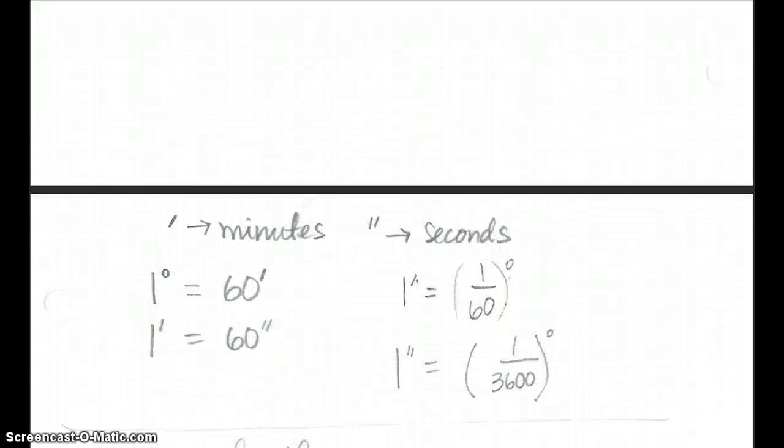We have degrees, minutes, and seconds. We can do these on our graphing calculators. If we want to do them by hand, we look at the fact that 1 degree is 60 minutes and 1 minute is 60 seconds. So the 1 notch is a minute, 2 notches for seconds. So if I'm going the other way, if I have 1 minute, then that would be 1/60th of a degree, and 1 second then would be 1/3600th of a degree.